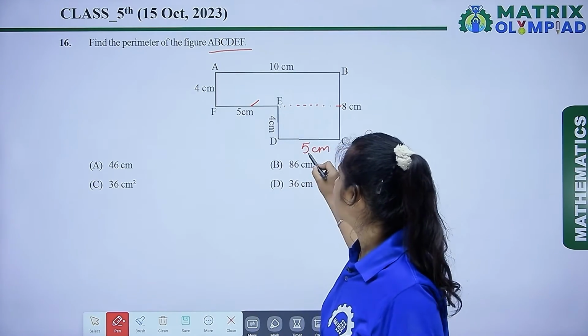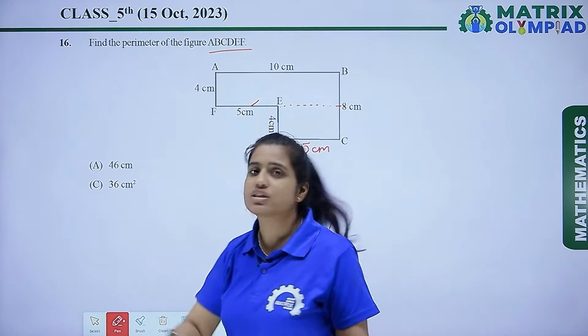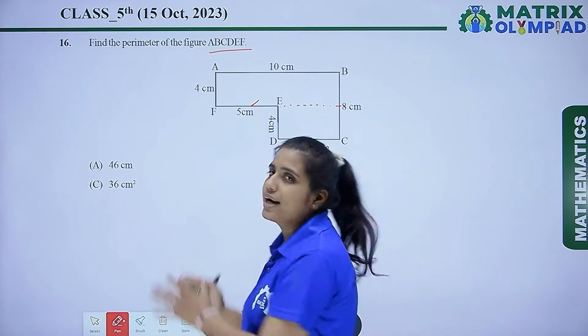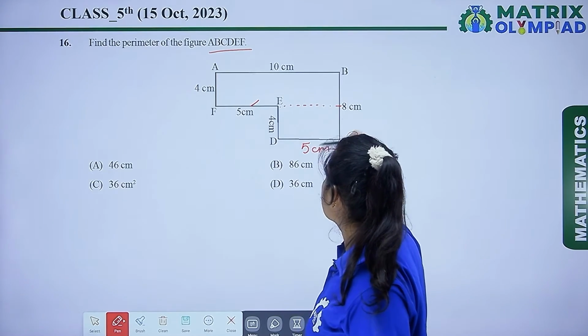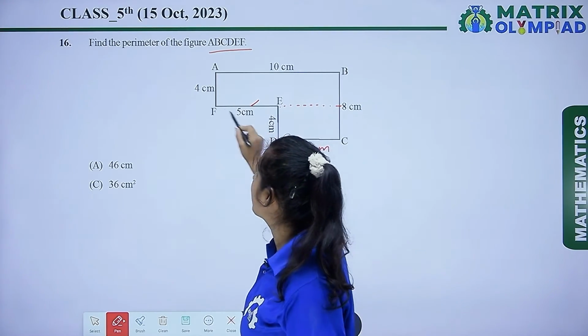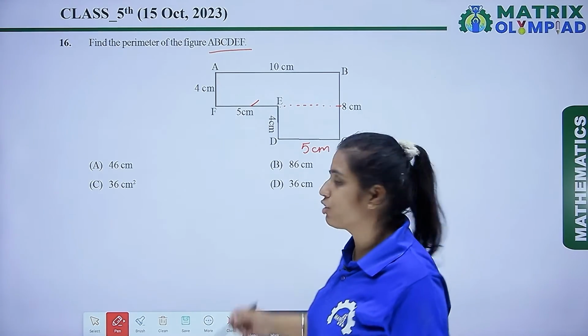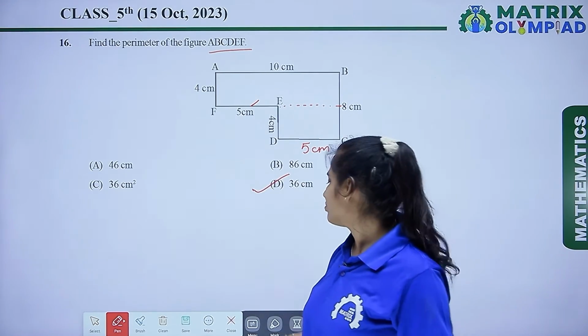तो यहाँ पर आपके पास 5 सेंटीमीटर आ गया, this is 4 सेंटीमीटर, this is 5 सेंटीमीटर and F is equal to 4 सेंटीमीटर. अब आपको क्या करना है, you have to add them all, and after adding 10 plus 8 plus 5 plus 4 plus 5 plus 4 you will get 36 centimeter. So here option D is the correct answer.